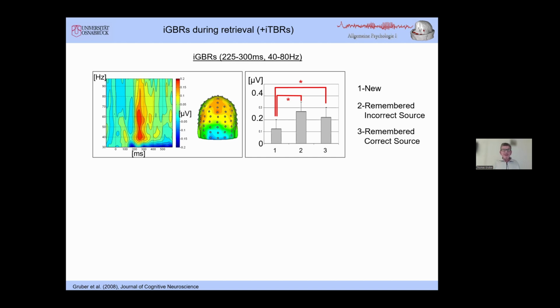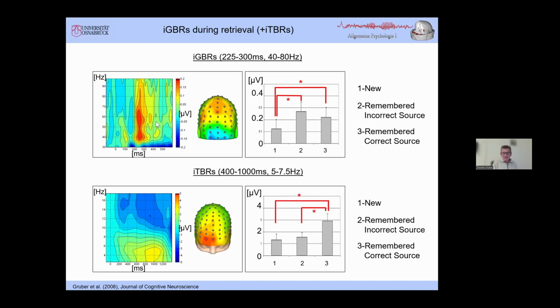There are also other oscillations in the brain, for example, theta band oscillations. Sorry, it's a talk I have to give in English. It's a theta band oscillation. This is a slow oscillation, not as fast as gamma, around 5 to 7.5 hertz. It's also a bit later.